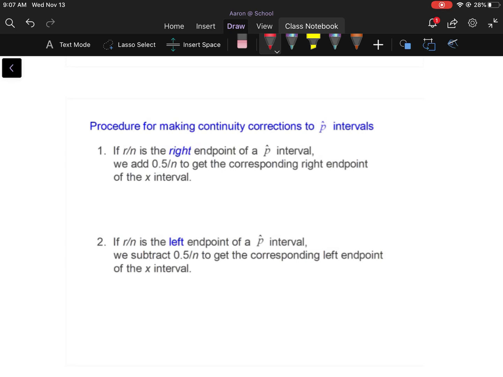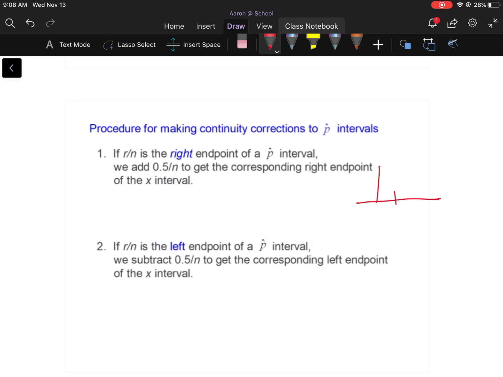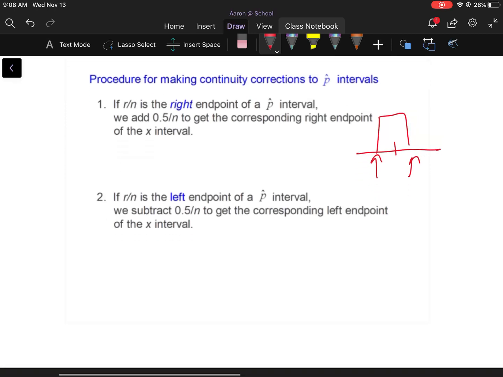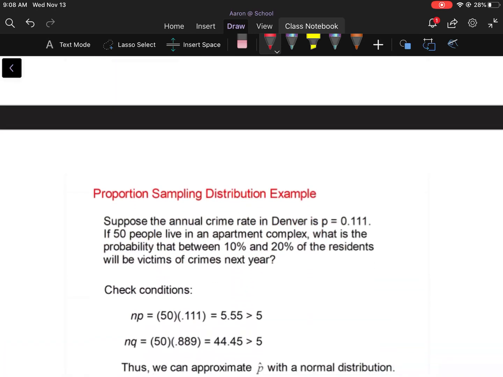Okay, so here we go. I've got it here for you if you really want to see it. If R divided by N is to the right of the endpoint to P hat, you can add. If it's to the left, you're going to subtract. I like to actually draw out the rectangle and put that spot on the number line, and then you can decide one way or the other. But here it is. You can pause and read through it if you'd like.